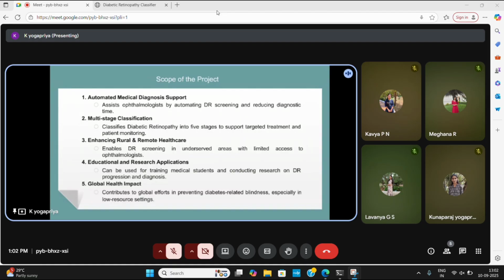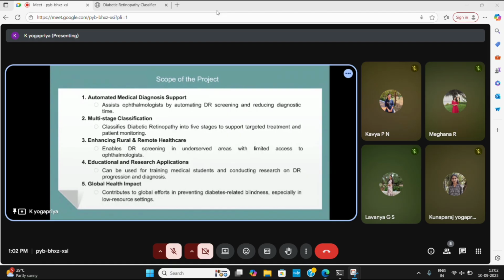Many rural and remote areas suffer from a shortage of ophthalmologists. Our system allows non-specialist healthcare workers to capture retinal images. Coming to the educational and research applications, beyond diagnosis, the system has strong educational value. Medical students and trainee ophthalmologists can use it to study diabetic retinopathy images and understand the disease progression.